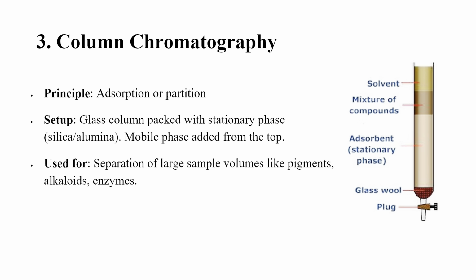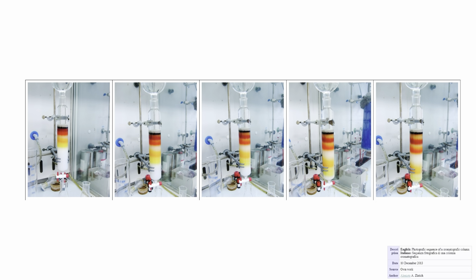Next is column chromatography. The principle is adsorption or partition. So the setup involves a glass column packed with the stationary phase, which can be silica or alumina, and the mobile phase is added from the top. It is used for separation of large sample volumes like pigments, alkaloids, and enzymes. This picture is showing different stages of column chromatography.